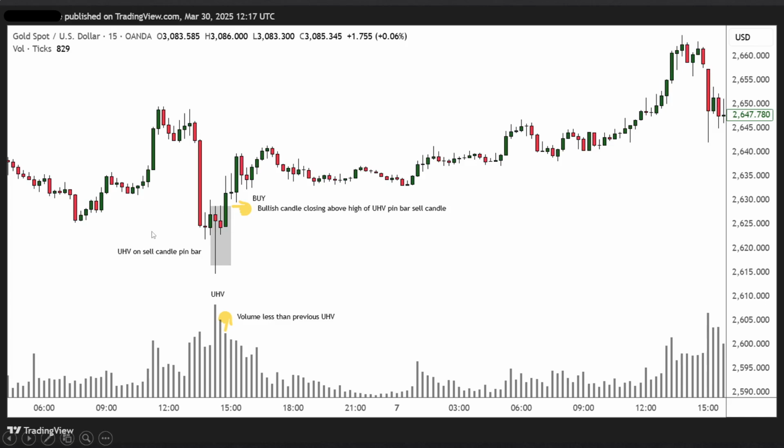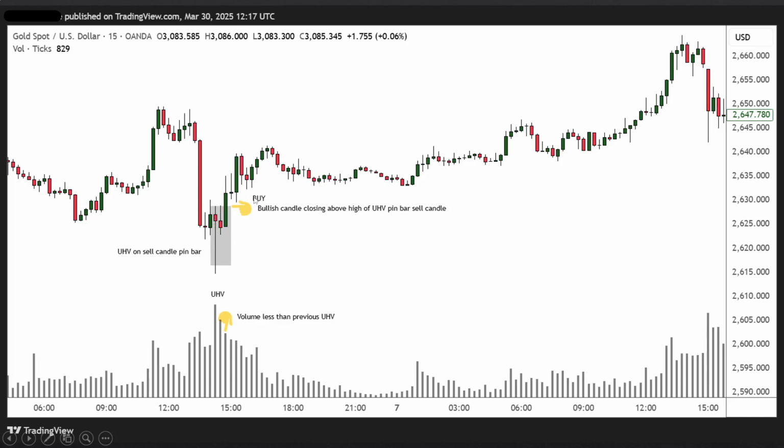Now this is another setup where the market has two sell candles with an ultra high volume. Okay, and now the market reversed back, jumped up, closing above this high volume box. This is a pin bar, clearly a pin bar. And this pin bar is nullified by this bullish candle, and the bullish candle closes above the territory of the previous ultra high volume pin bar. Now volume is less than the pin bar volume, that is ultra high volume.